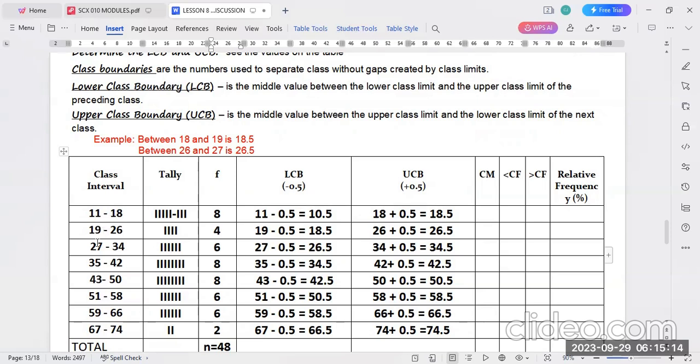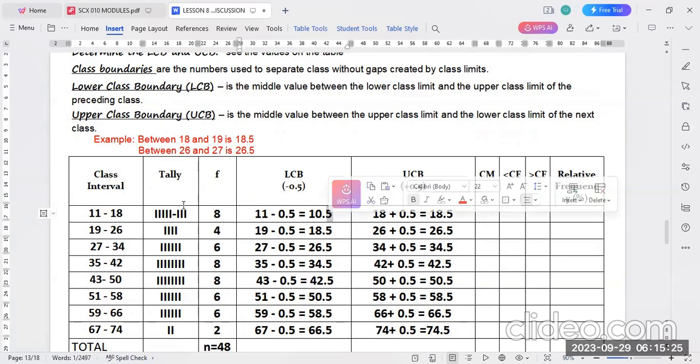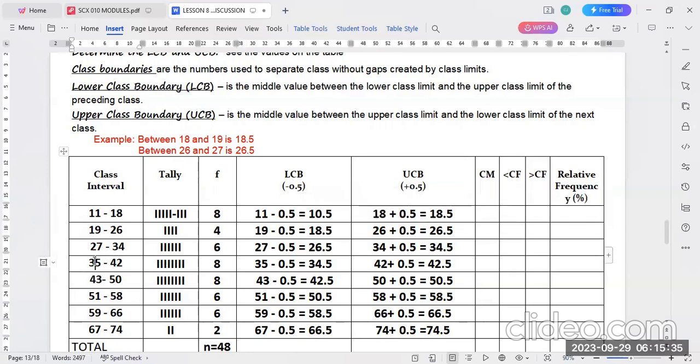18, 19, 26, 27, 34, 35. We can assume, siguro, na yung nasa taas niya, bago si 11 is 10. So, we have 10.5. So, the middle value between 10 and 11 is 10.5. And then, middle value between 18 and 19, that's 18.5. And then, 34 and 35, 34.5.